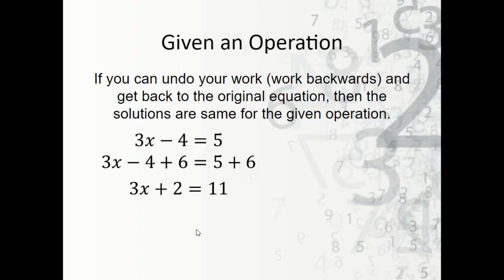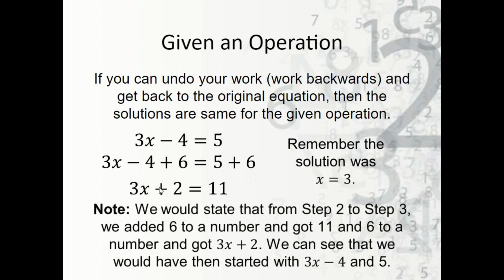So let's look at this one. We have 3x minus 4 is equal to 5, and 3x minus 4 plus 6 is equal to 5 plus 6. So first, remember that the solution was x equals 3. So we're going to try to work backwards. If we work backwards, we would state that from step 2 to 3, from here we added 6 and got 11, and added 6 to a number and got 3x plus 2.